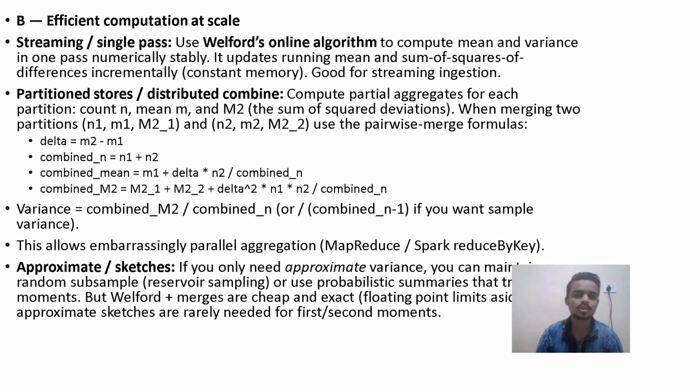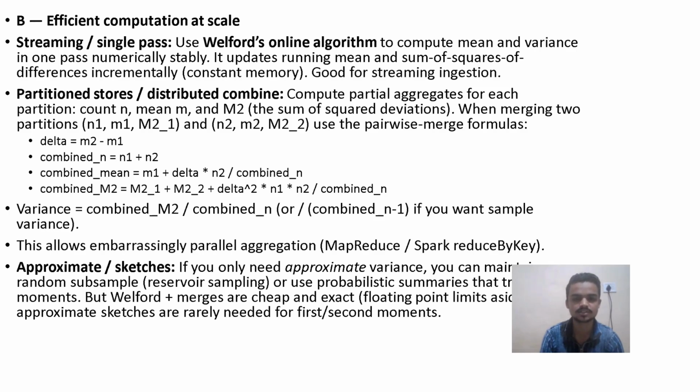So now let's talk about how we compute variance efficiently when the dataset is very large. First, we use Welford's online algorithm, which lets us update the mean and variance in a single pass. This makes it perfect for streaming data and it uses only constant memory.